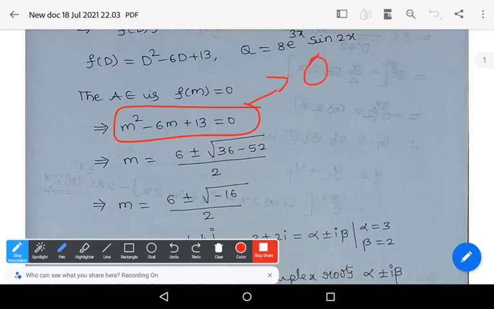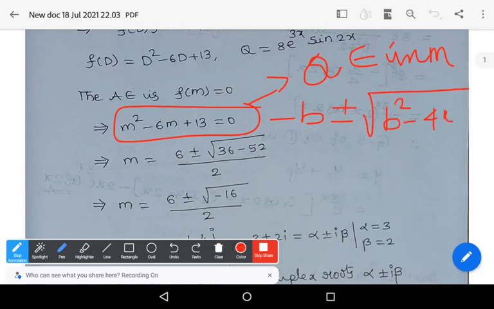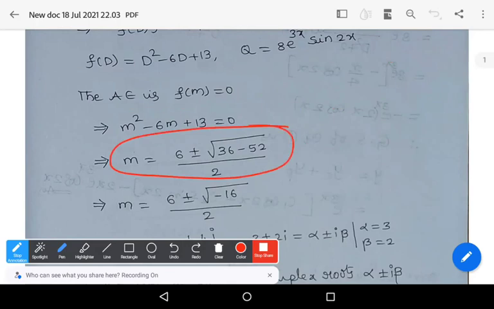Very clear. This is a quadratic equation in the variable m. So the roots of the quadratic equation are given by the formula minus b plus or minus square root of b square minus 4ac divided by 2a. By applying that formula, you get this. M is equals to 6 plus or minus square root of 36 minus 52 by 2.